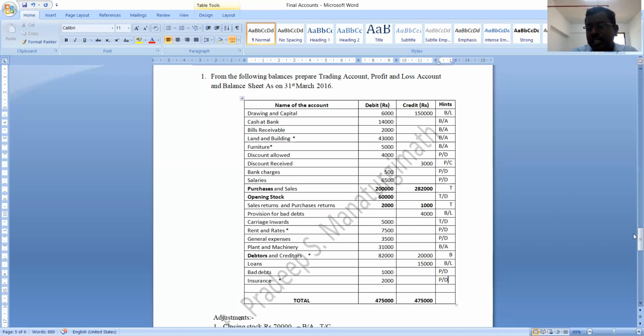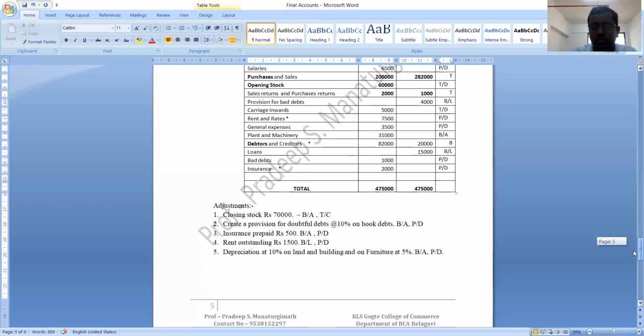Then after assigning hints in the trial balance, later you need to assign hints to these adjustments. Adjustments will always have how many effects? They always have two effects. So let's see where this closing stock appears. See here, once it appears in the balance sheet on the asset side, another time it appears in the trading account on the credit side. Understood?